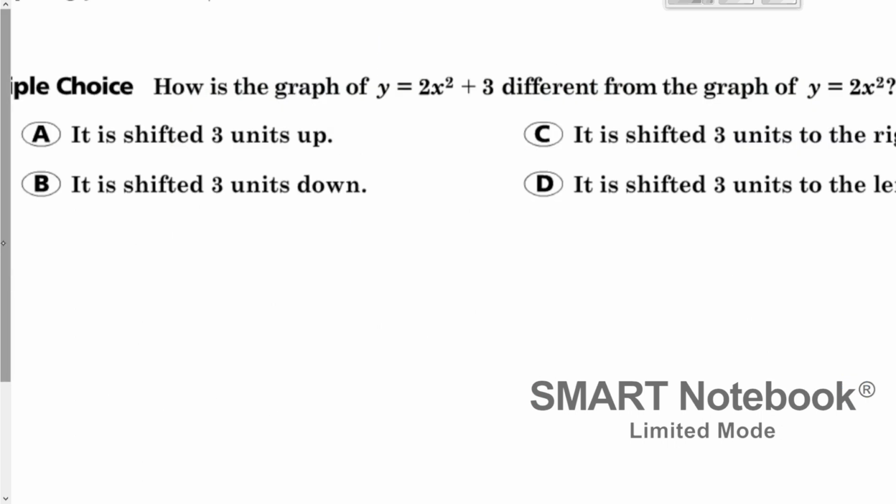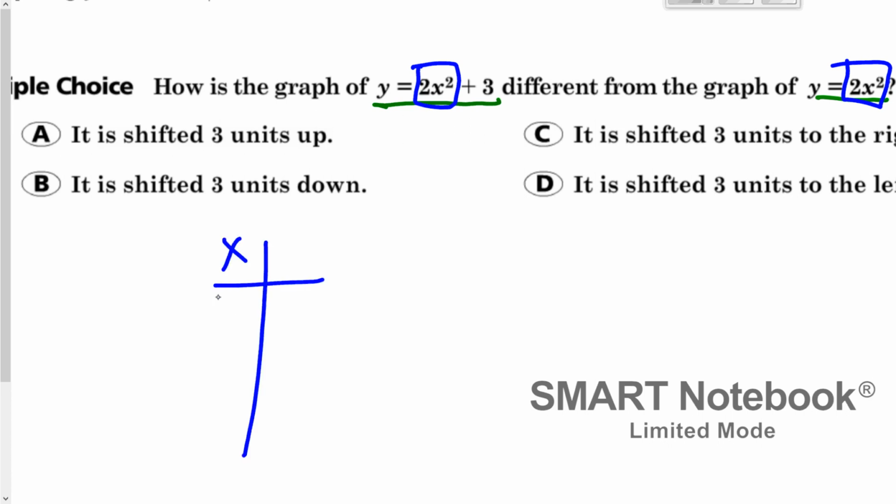Okay, go ahead and answer this question. Here's your graph. How is this graph different from this graph? So go ahead and graph them on the same graph, and how is it different? They almost look the same, right? They have a 2x squared. They have a 2x squared. What's the only difference? Again, you can use -1, 0, and 1.